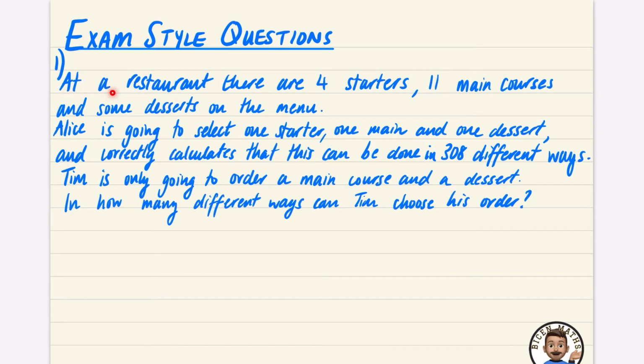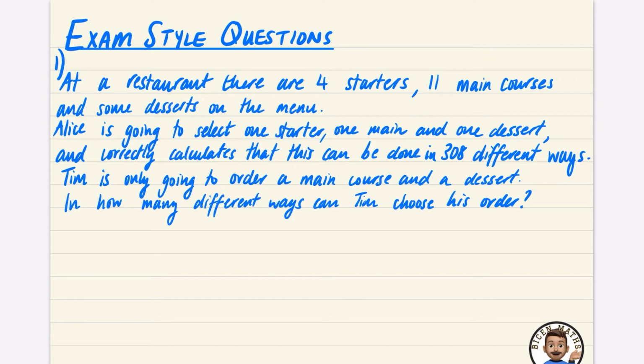So it says here that at a restaurant, there are 4 starters, 11 main courses, and some desserts on the menu. It doesn't tell us how many desserts there are on the menu. Alice is going to select 1 starter, 1 main, and 1 dessert, and correctly calculates that this can be done in 308 different ways. Tim is only going to order a main course and a dessert. In how many different ways can Tim choose his order?